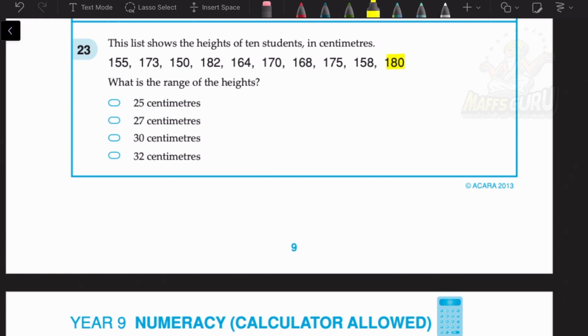No, it isn't. Oh, I got owned. It's actually 182. Is that my biggest value? Yep. What's my smallest value? 158, 150, 150, I think, is my smallest value. So let's just check. There's nothing smaller than 150. Nope. All right, so in which case, I'm going to do 182 minus 150, which should give me 32 centimeters.